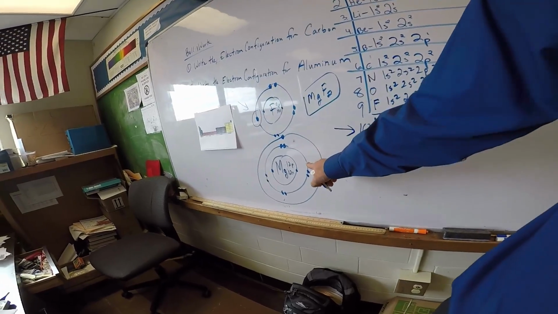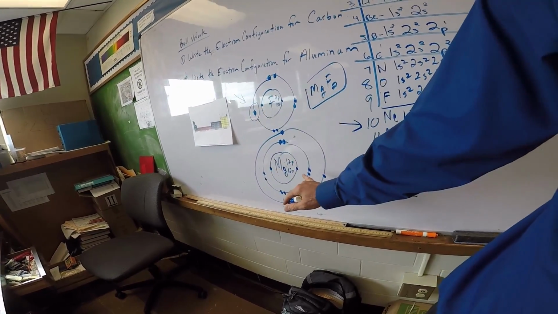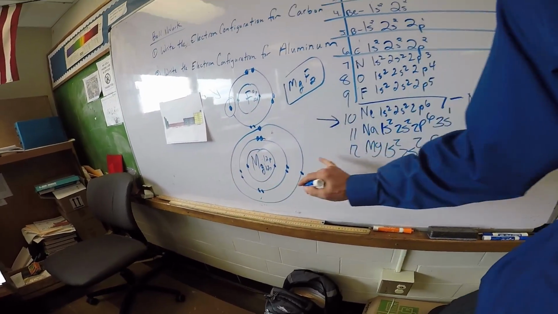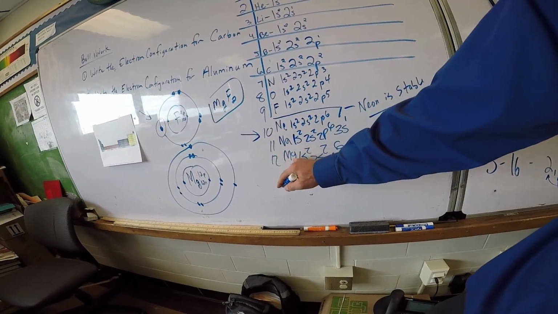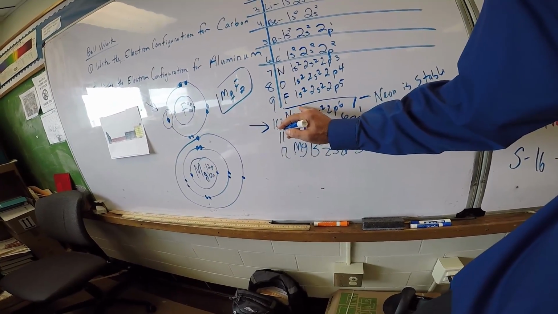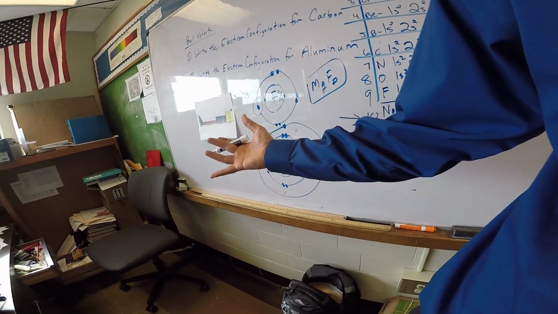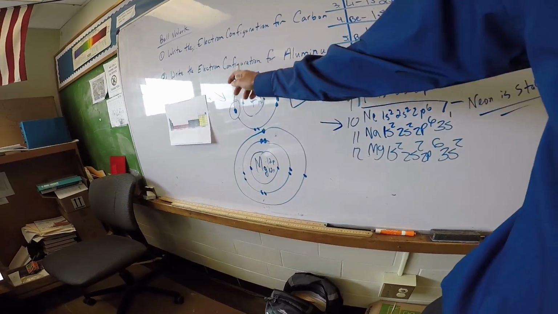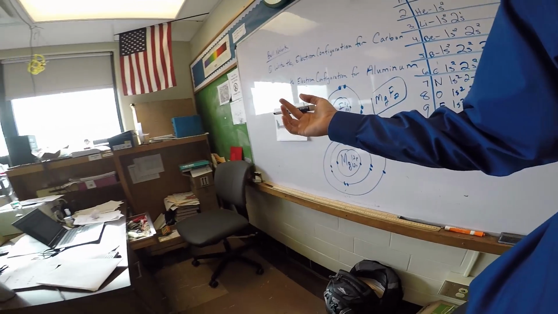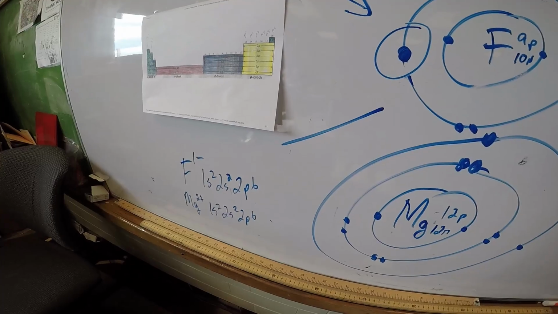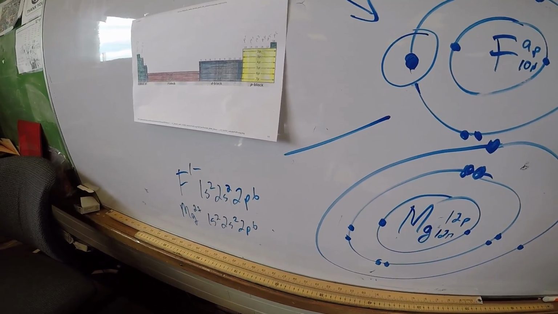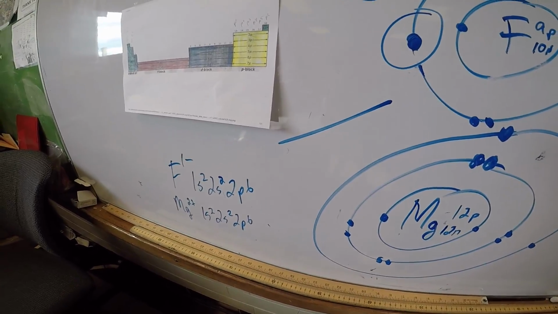Now, when magnesium loses those 2, it's going to behave like the noble gas above it, neon. So magnesium wants to be like neon, which is nice. And then fluorine's going to behave like neon. They're both going to be behaving like neon because of the 8. That's the goal, to be stable. The goal of this is to get these where they're stable. Did I show you the lights yesterday from the nanotechnology?